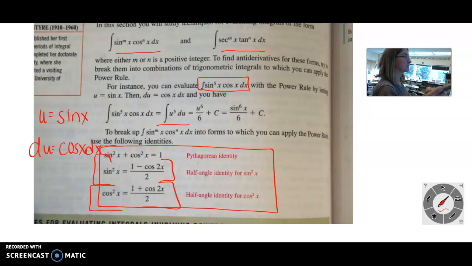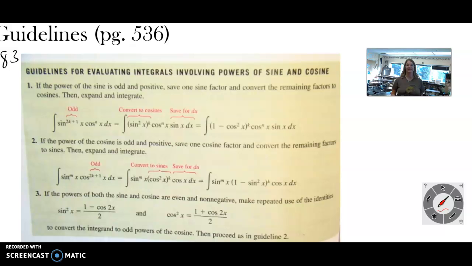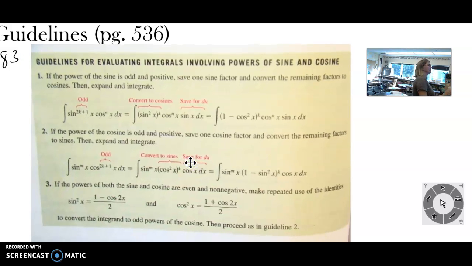All right, so on page 536, there are some guidelines. If you see integrals with powers of sine and cosine, and you know that, okay, I've got to do something that I learned in 8.3, these are your guidelines you want to follow. It's on page 536. So for the first one there, if the sine is to an odd power, then what you're going to want to do is convert the sine to cosines, and I'll show you some examples of how to do that, but when you're doing your problems, you're going to probably want to go back to these guidelines to determine how to get started on these problems.